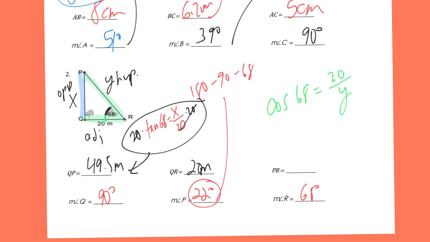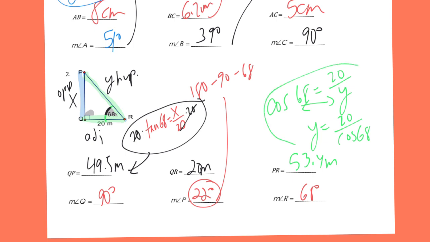To solve for Y, remember, you can interchange these two values. So Y is equal to the quotient of 20 over cosine of 68. If you find that quotient, you get the value to be 53.4 meters. To solve the triangle, we need all the missing sides and all the missing angles, and you can only use in your math the values that are given.